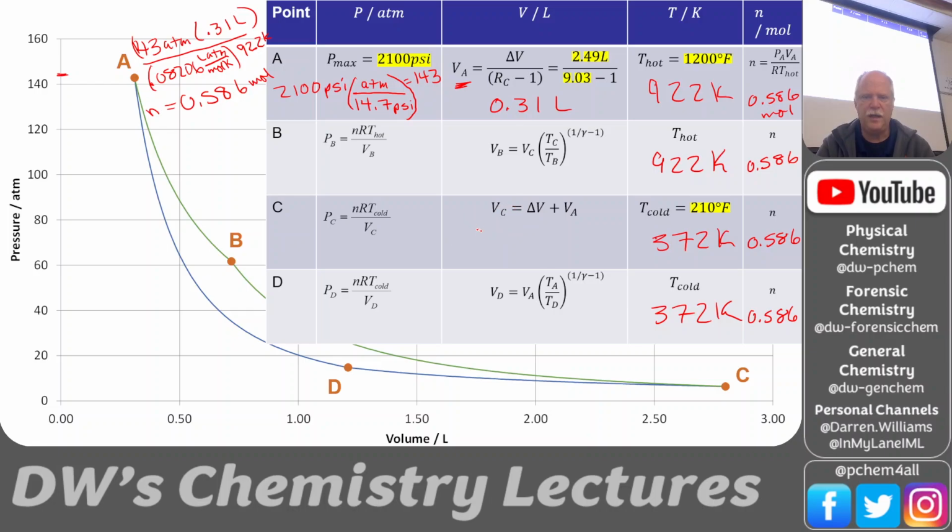We could calculate VC. If we're looking at all of this, we've got an equation for VC. So that's 2.49 plus 0.31 liters, 2.8. Good job. We could check our work on here. So we've got VA and VC. This is 0.31.